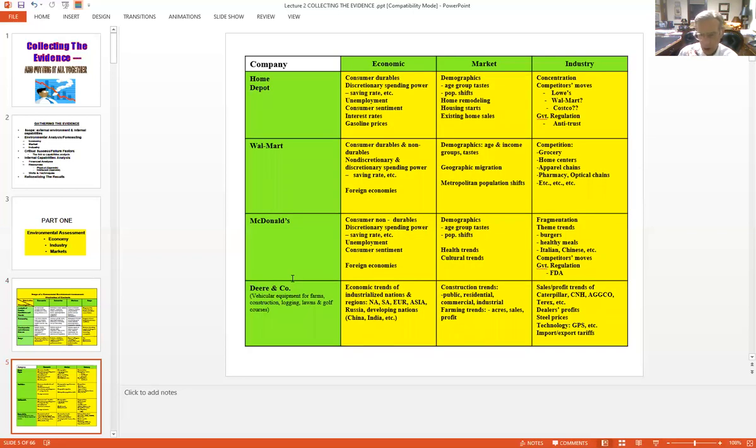So here's a sample of some of the contents in economic, market, and industry assessments that were done by students in my course who looked at a variety of companies. Three you can see are in the consumer products markets, and one, Deere and Company, in industrial markets. So if you're doing a project in one of my courses, a good idea might be to take a look at this table and see if you can develop a similar set of variables for the particular company that you are working with.